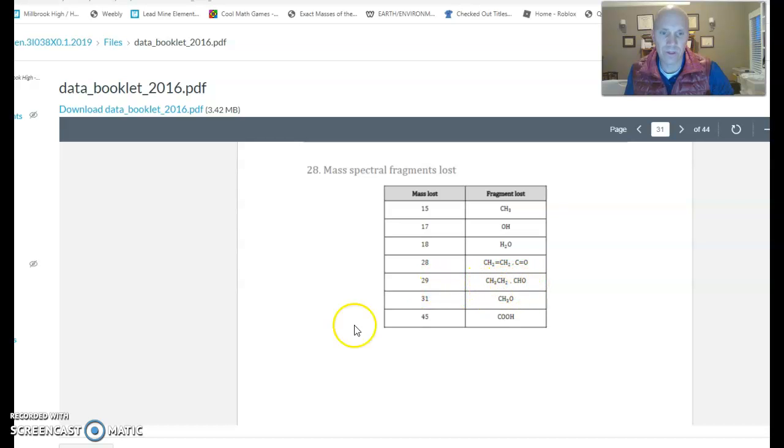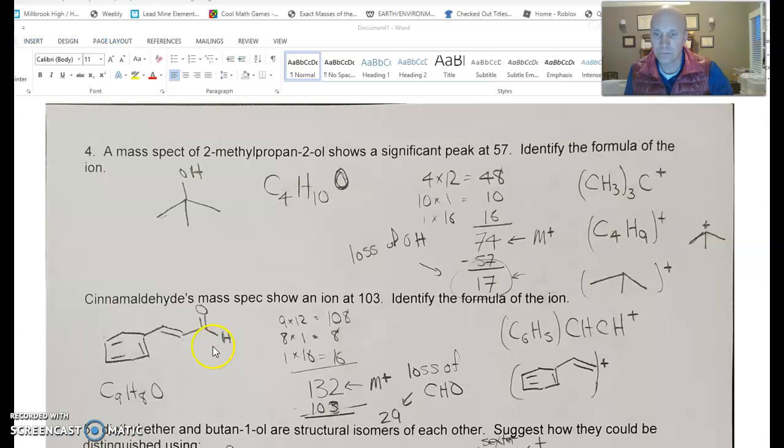Either this or this. Let's see the one that's most likely the case for our molecule. It looks like this right here would be the most likely case. If that bond right there gets fragmented away, that's what we'd have. So these would be the two possible ions.